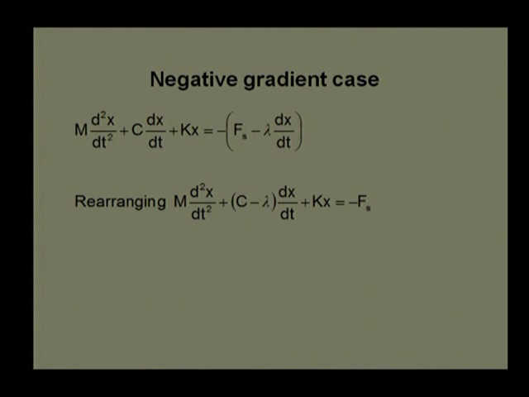Now, in this equation, instead of writing the force Ft as a function of time, we have written Fs minus lambda dx by dt. We can rearrange this equation, keeping Fs on the right hand side and clubbing the dx term with the damping term, which gives C minus lambda dx by dt. So, this will give us the equation now, and we can find out the answers for this.